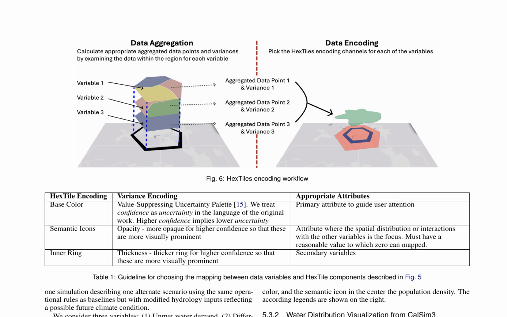The framework is applied to two use cases: the 2020 presidential election data visualization in Texas and water distribution visualization from CalSim 3. For the election data, the authors visualize the % Democrat lead, % people of color, and population density using square glyphs, HexTiles without variance encoding, and HexTiles with variance encoding. The resulting visualizations are shown in Figures 7 and 8.